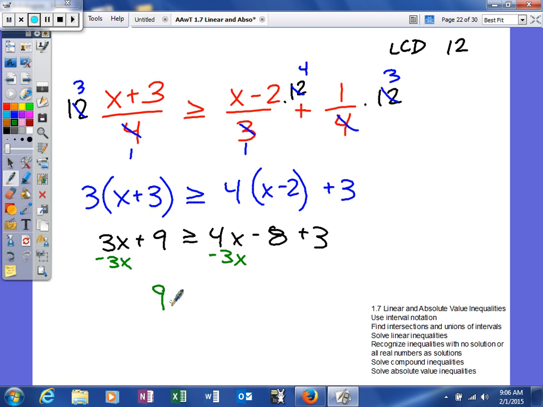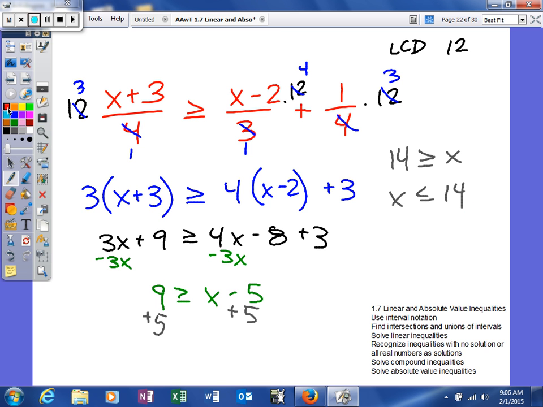So I'll get 9 is less than or equal to x. And then that's going to give me a negative 5, I believe. And then I will add 5 to both sides. So I should get 14 is greater than or equal to x, and that's going to be x is less than or equal to 14.